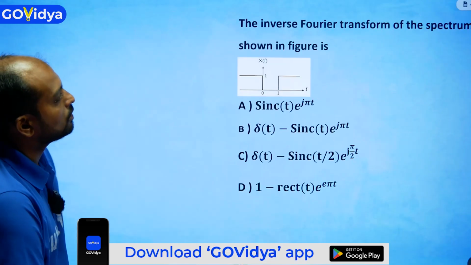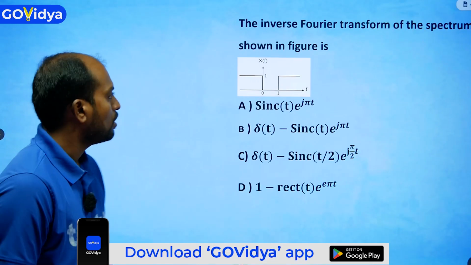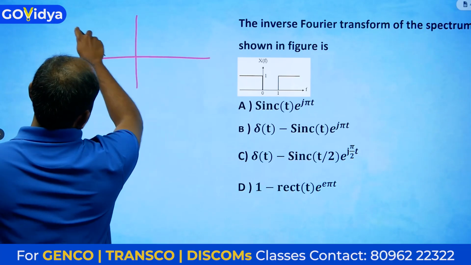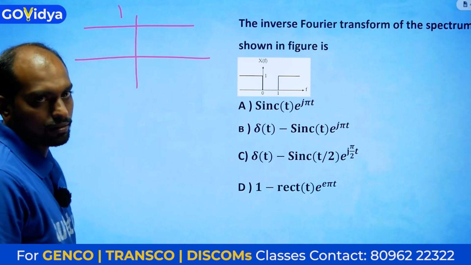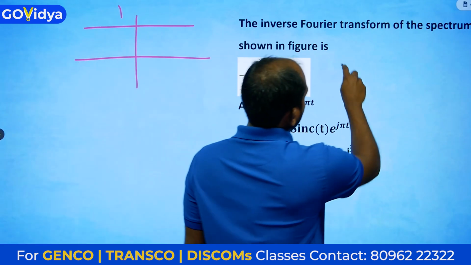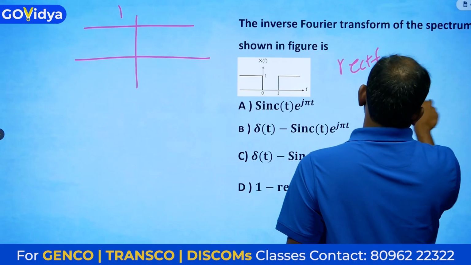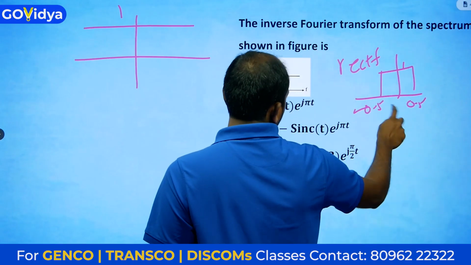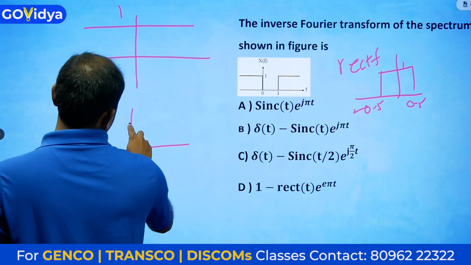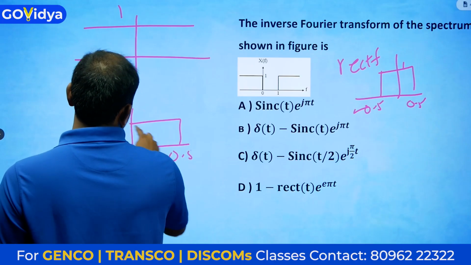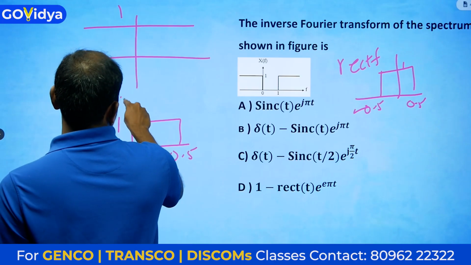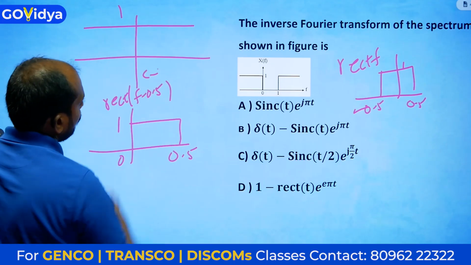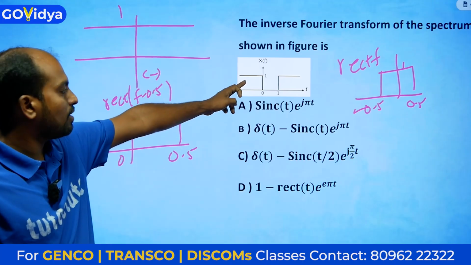The inverse Fourier transform of the spectrum shown below. This is given. For this, the Fourier transform of this one is 1. I know rect f is from minus 0.5 to 0.5. If I shift the signal by 0.5 units, I get this signal from 0 to 0.5 with amplitude of 1. This is rect of f minus 0.5. If you subtract these two, you will get this signal.